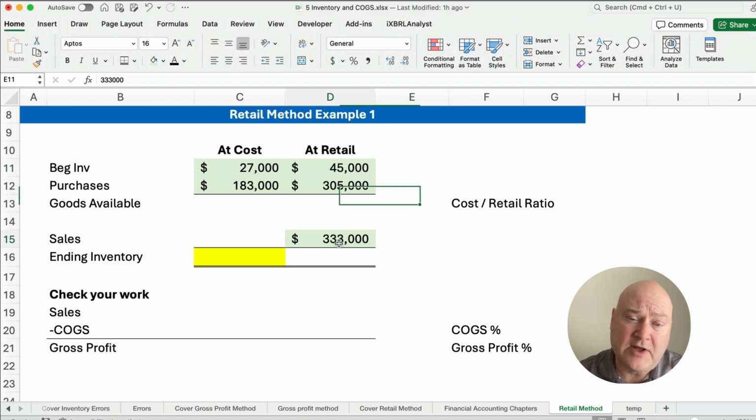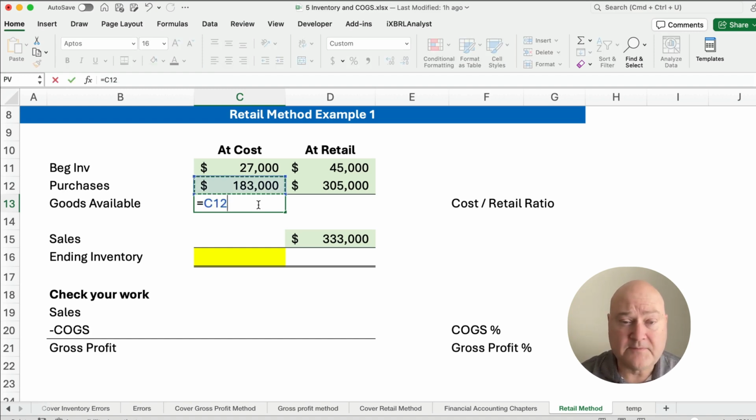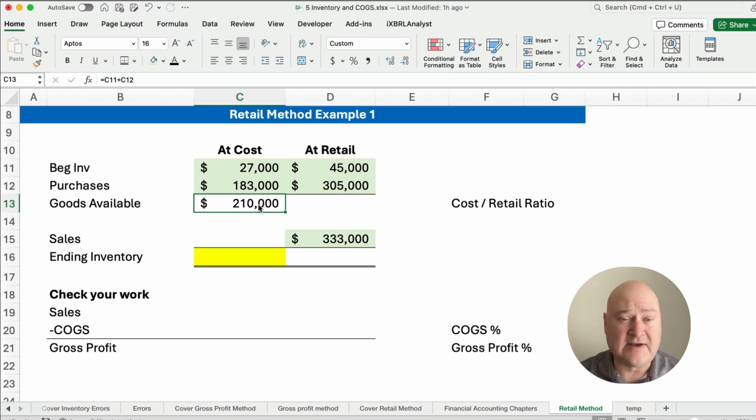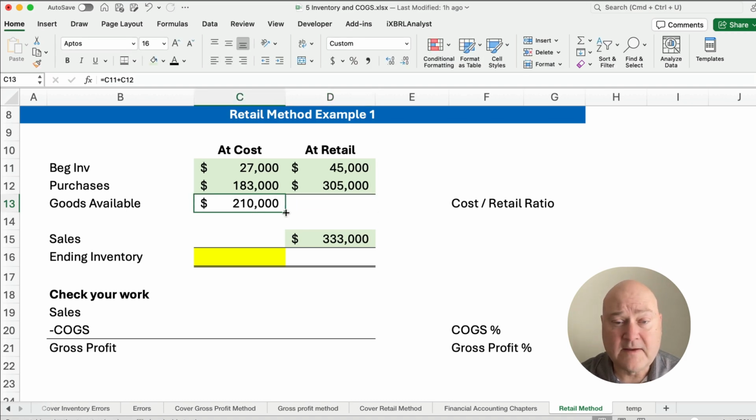Now, the other thing we do know is our sales at retail prices. So we're trying to figure out what is our ending inventory, and then we're going to check our work to make sure we understand this. All right, so what is our beginning inventory plus purchases? Well, that's $210,000. That's our cost. And what is our retail prices? Well, same thing. I'm going to copy it across. So the 45 plus the 305 equals $350,000.